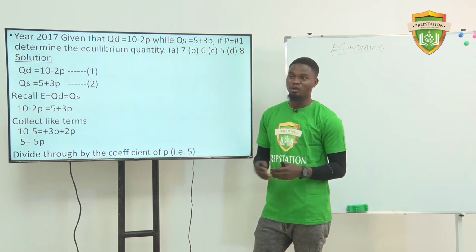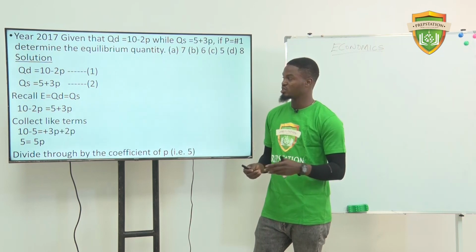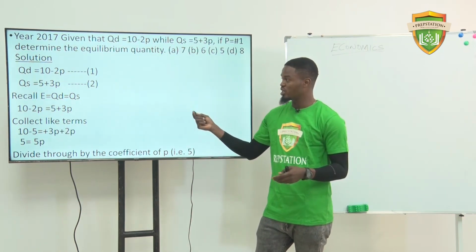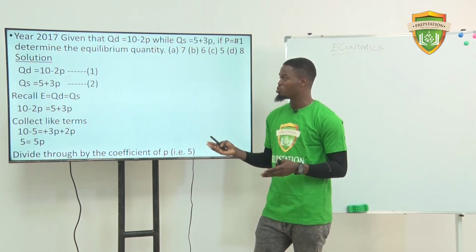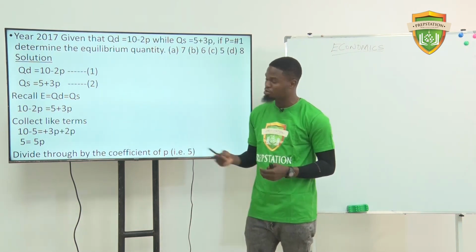So what is a linear equation? A linear equation is an equation to the power of 1. That is, the highest power is 1. If you see on the board here, we have quantity demanded equals 10 minus 2p, and quantity supplied equals 5 plus 3p.